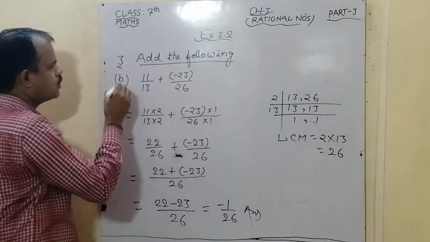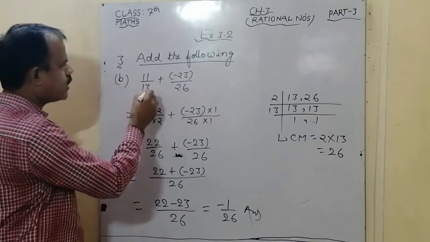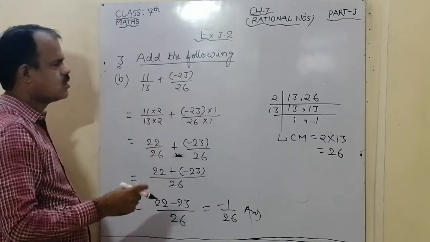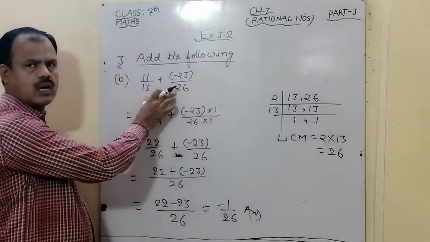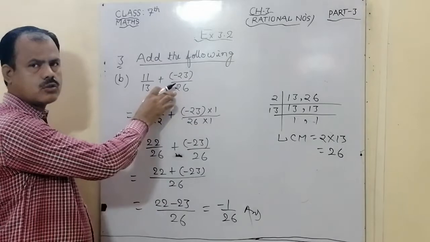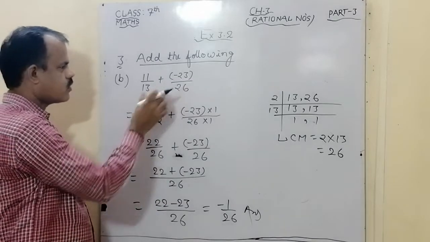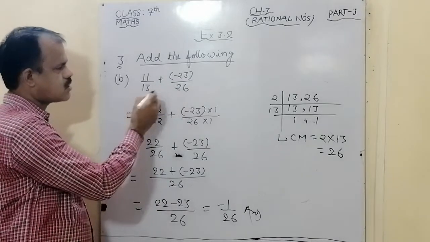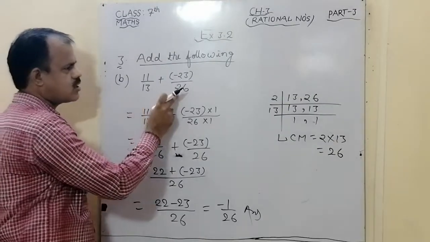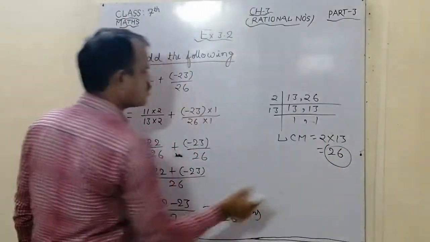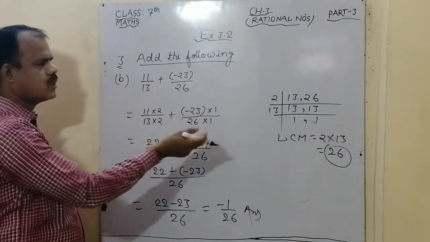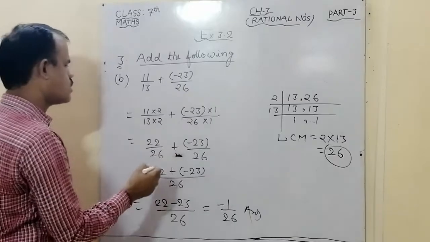Yes, students, question number 3. Add the following. B part: 11 by 13 plus minus 23 by 26. So this is an unlike fraction, so we have to convert these fractions into like fractions. Firstly we have to take the LCM of the denominators. The denominators are 13 and 26, so the LCM is 26. Now we have to convert this denominator into 26.